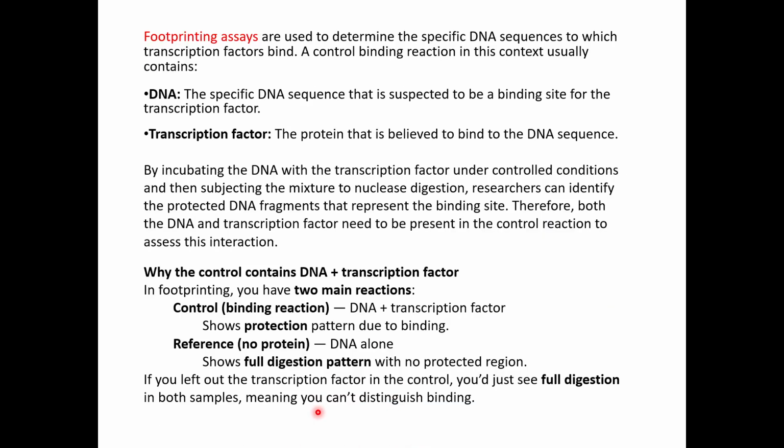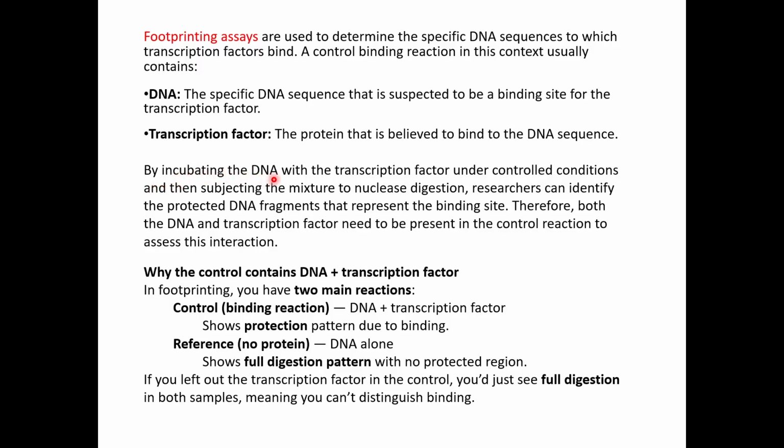So, coming to the footprinting assays. Footprinting assays are used to determine the specific DNA sequence to which a transcription factor binds. Here we also have something called a control binding reaction. A control binding reaction in this context usually contains DNA and transcription factor. The DNA is the specific sequence suspected to be a binding site for the transcription factor, and the transcription factor is the protein that is believed to bind to the DNA sequence. So, this is what is present in your control binding reaction.